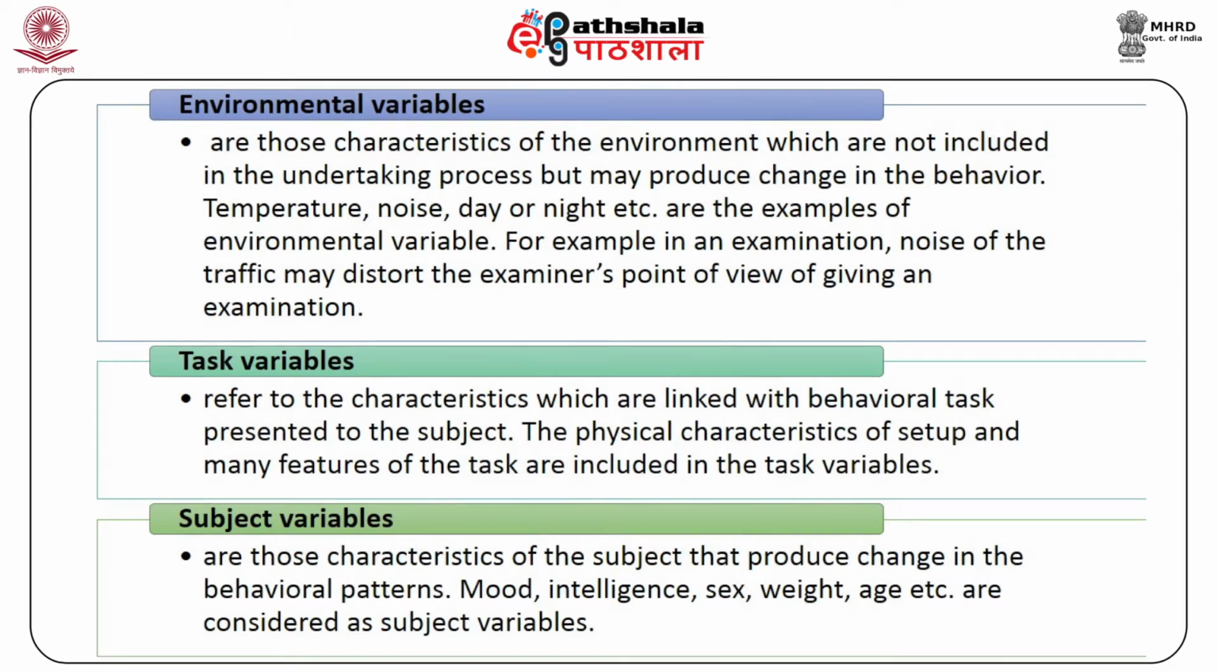For example, we may find that in an examination hall, the noise of traffic may distort the examinee's point of view of giving an examination. Task variables. These variables refer to the characteristics which are linked with behavioral tasks presented to the subject. The physical characteristics of the setup and many features of the task are included in the task variable.